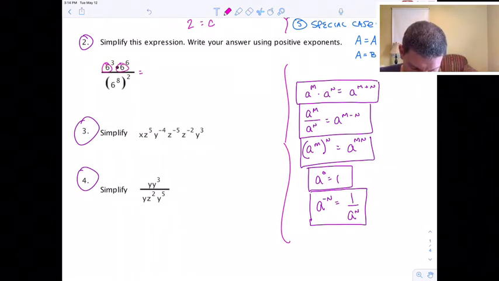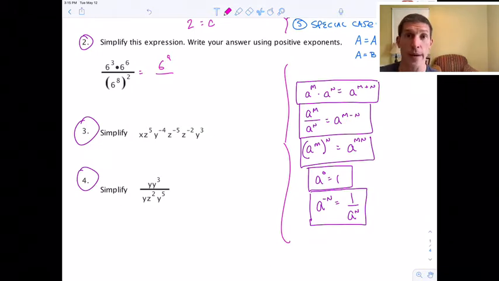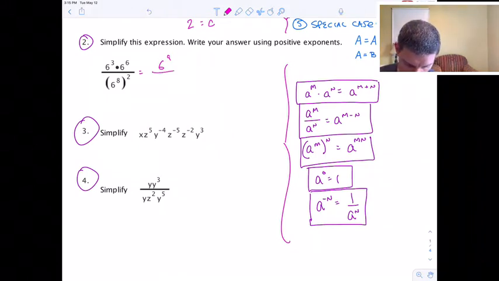So these are the base 6, so that's this first rule. Since they're the same base, we're going to go ahead and add the exponents. 3 plus 6 is 9. And on the bottom, we have a different rule. We have a power to a power. That's this rule. So power to a power is 8 times 2, which is 6 to the 16th. Now I have a fraction top and bottom. Of course, that's a fraction, right?